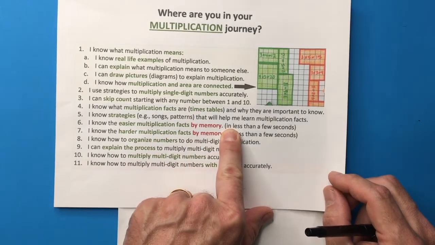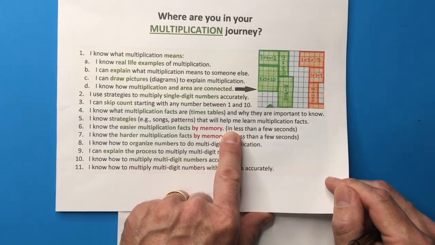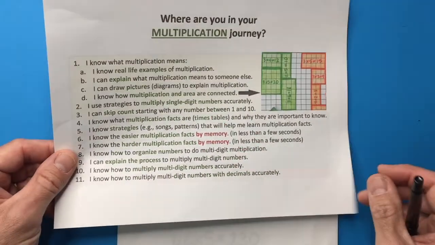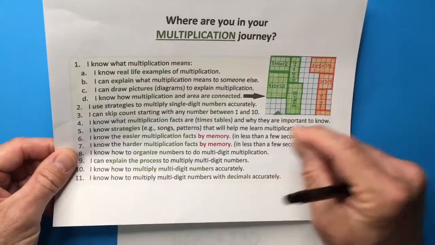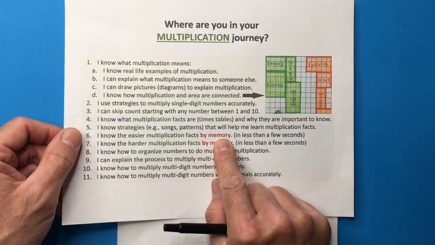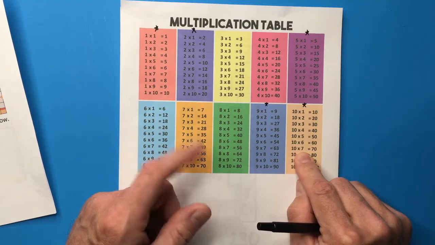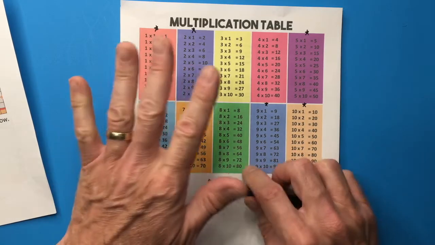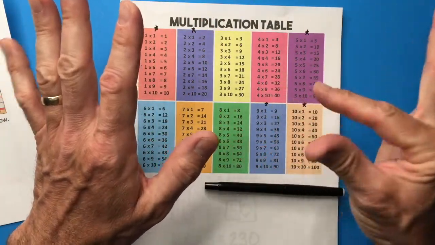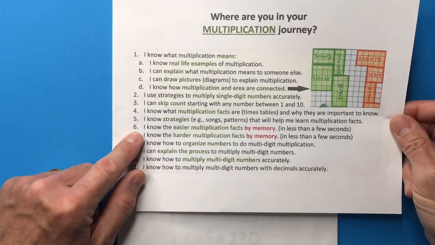So how do you know if you know the multiplication facts by memory or not? It's if you can figure them out or think of the answer in less than a few seconds. So that means you're not taking time to actually figure them out. If you are, that's fine. It just means that you don't know them by memory yet. So if I said to you, what's 10 times 7? And you went 10 times 7, 10 times 7, 10, 20, 30, 40, 50, 60, 70. I would say, oh, that's great. You know how to figure it out. You're just not at this part of your journey yet.